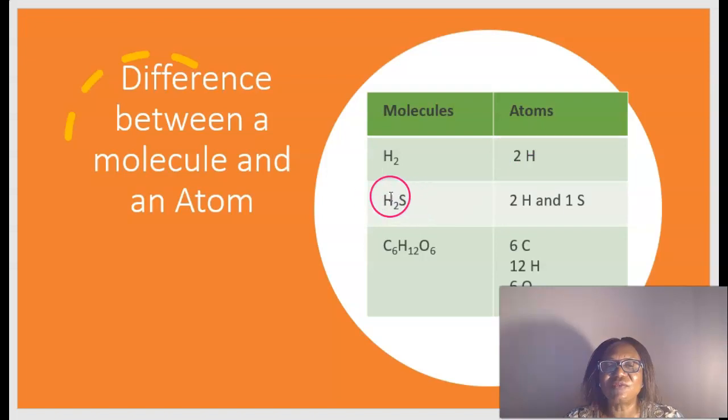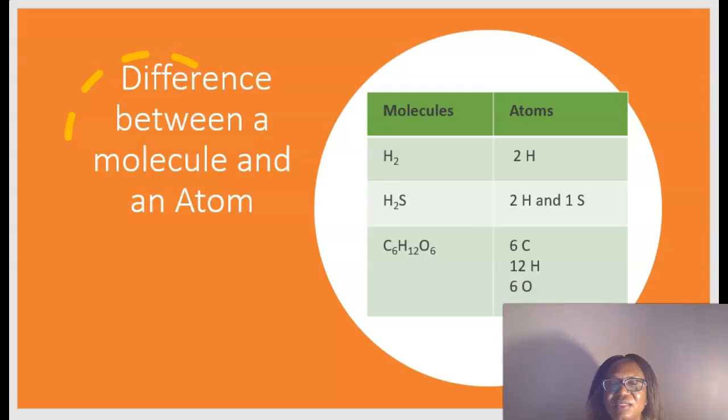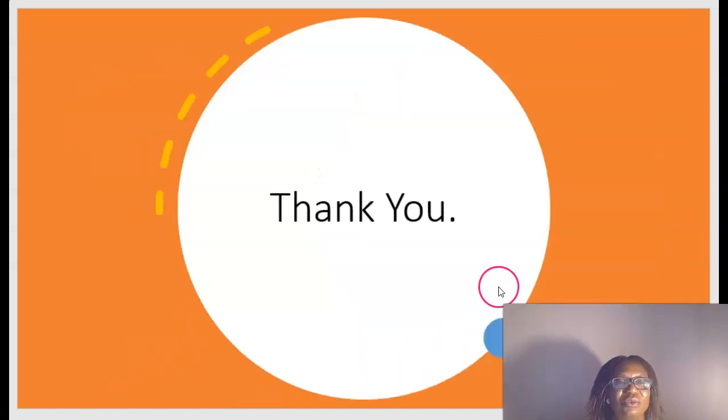We have hydrogen sulfide. This is a molecule. Why? Because it contains two atoms of hydrogen and one atom of sulfur. The elements present here are different. So that's why it's a compound. And we have another molecule. This is a molecule of sugar. A molecule of sugar contains 6 atoms of carbon, 12 atoms of hydrogen, and 6 atoms of oxygen. Thank you very much for listening.